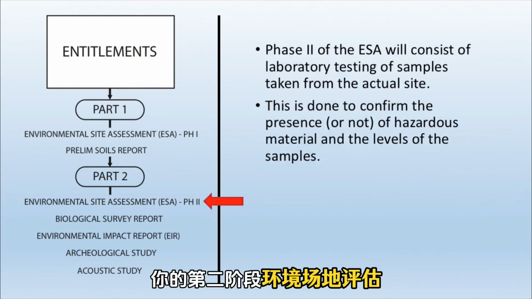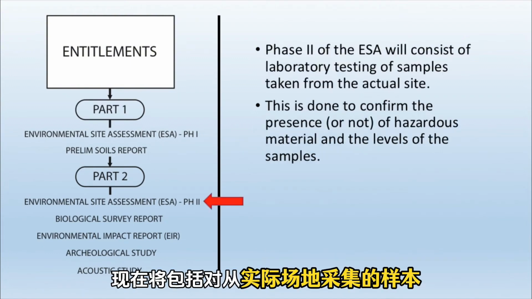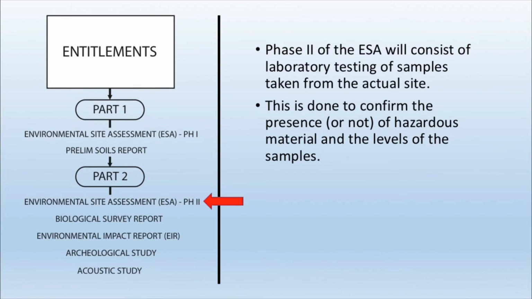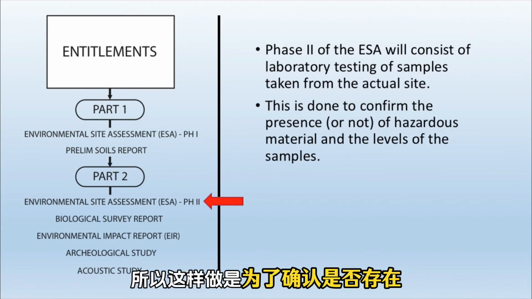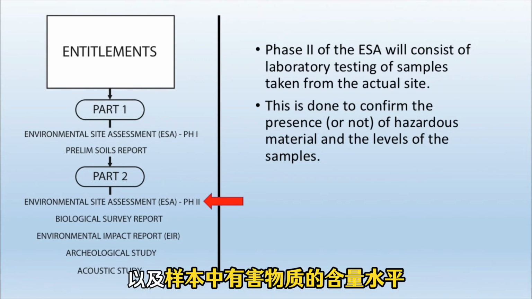Your phase 2 of the ESA will now consist of laboratory testing of samples taken from the actual site. So this is done to confirm the presence or not of hazardous material and the levels of the samples.